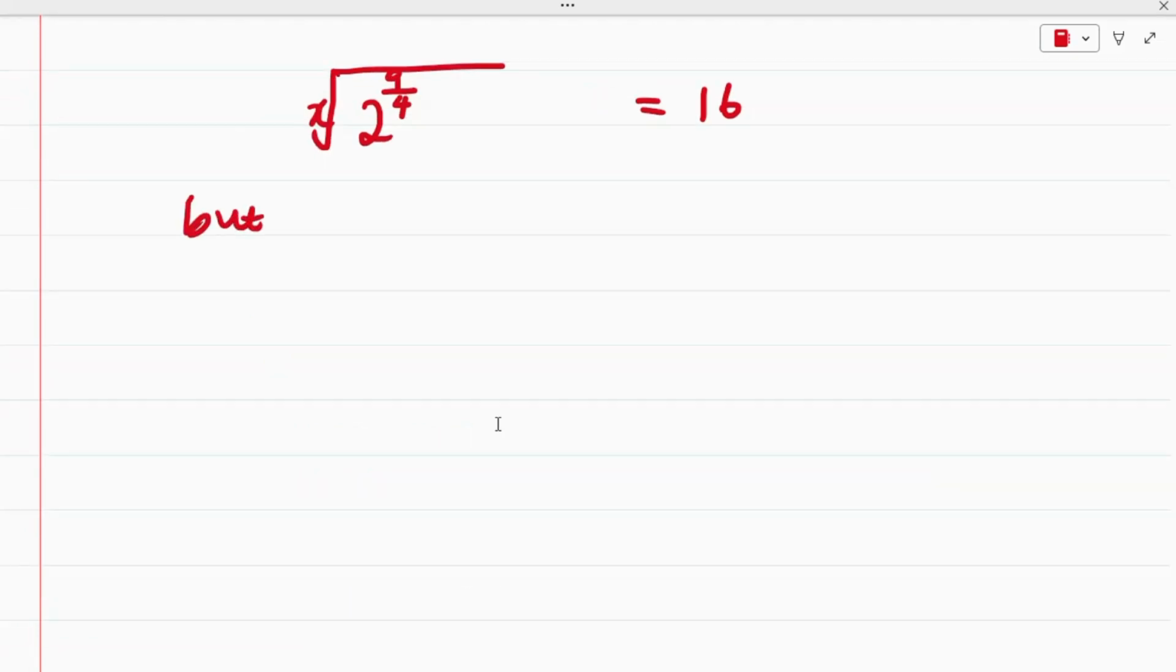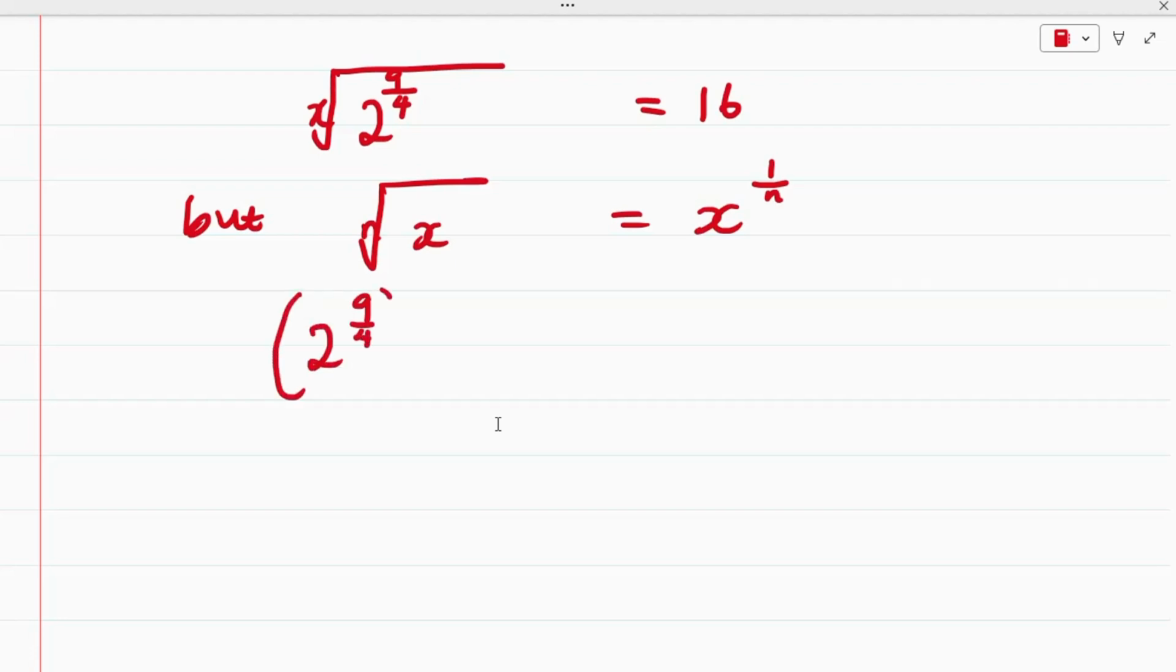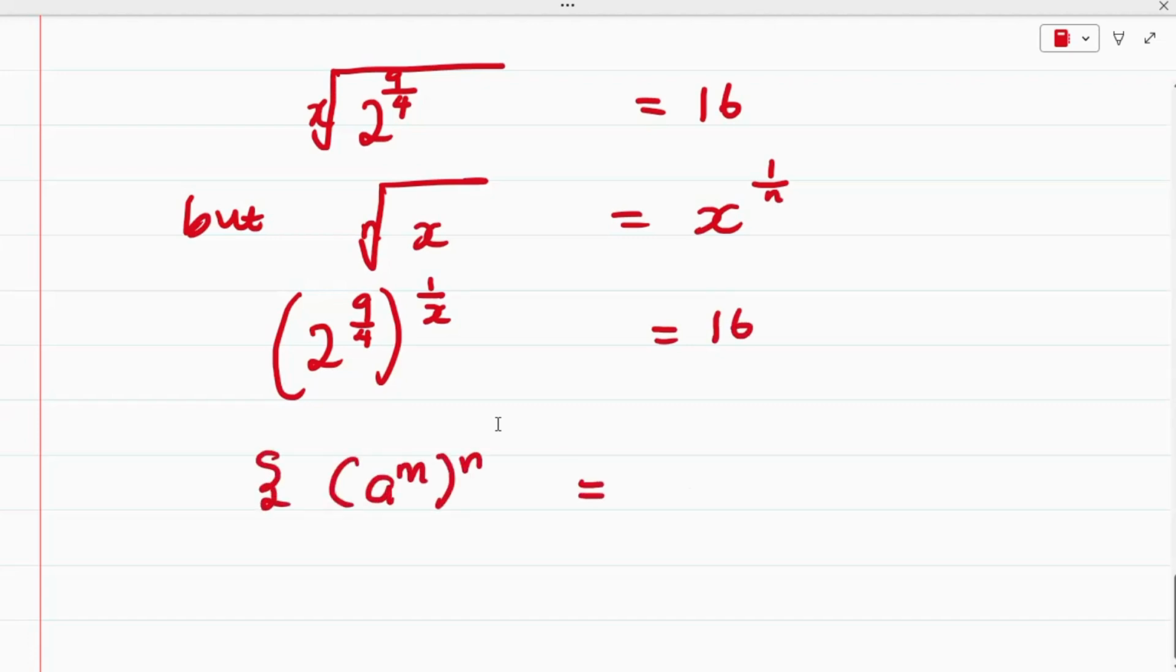But we recall the property that says if we have the nth root of x, this is equal to x raised to the power of 1 over n, right? So applying this, we have 2 raised to the power of 9 over 4 multiplied by 1 over x, and this is equal to 16. So applying this, that is, if we have a raised to the power of m raised to the power of n, this is equal to a raised to the power of m multiplied by n. So we have 2 raised to the power of 9 over 4 multiplied by 1 over x, and this is equal to 16.